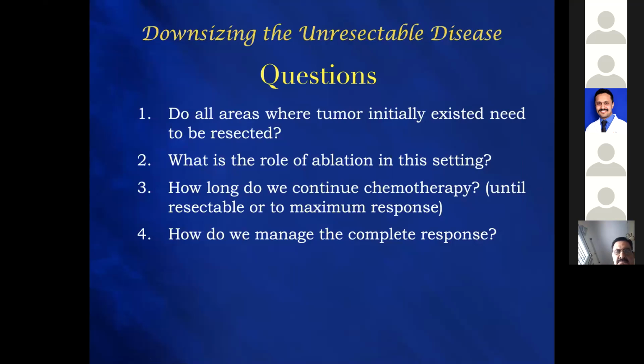Do all the areas where the tumor initially existed have to be resected? Yes, you have to. As soon as the tumor becomes resectable, please resect. Otherwise, you won't know how much to resect, and you may end up resecting more. You may have to resect some part and do ablation in the other part.